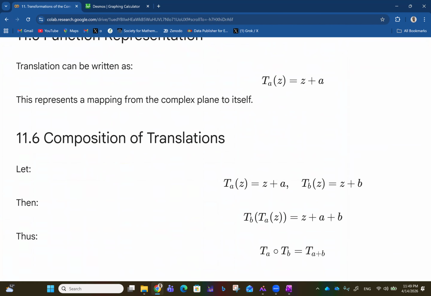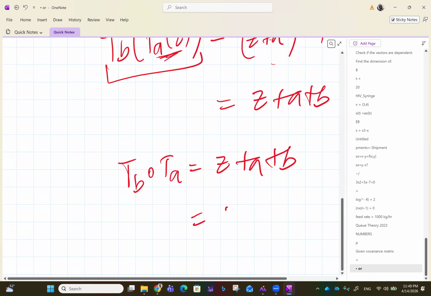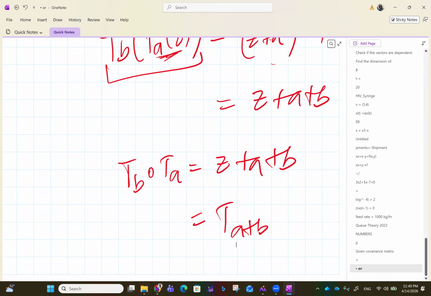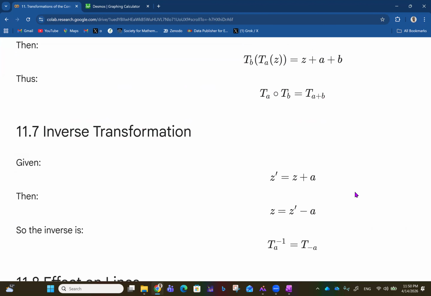So you can compose translations like that. Okay, and that's a sweet way of writing it, which is T sub a plus b. Okay, so we have that, and then we go for inverse transformation.